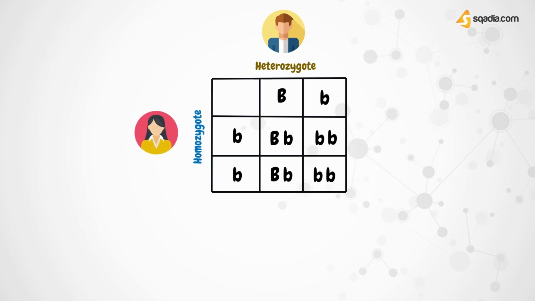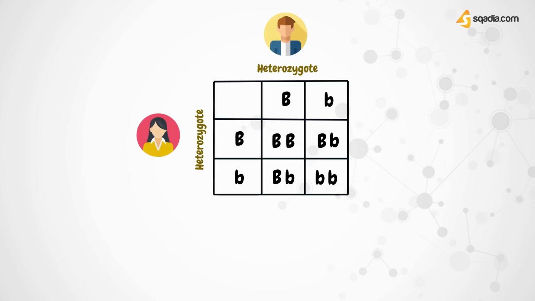These were the results. So, out of 4, 2 were heterozygote, that were diseased, and 2 were normal homozygotes. Risk is 2 by 4, or 50%.